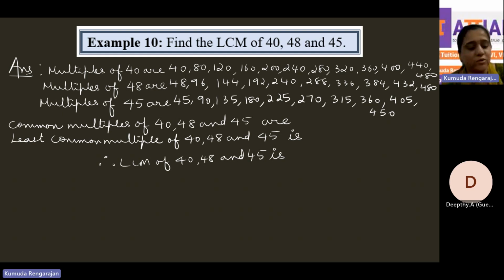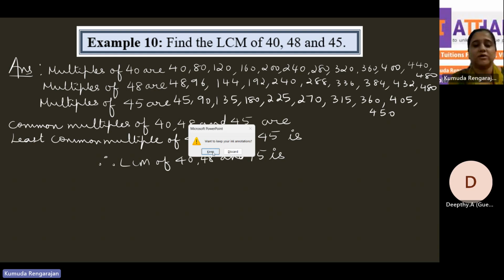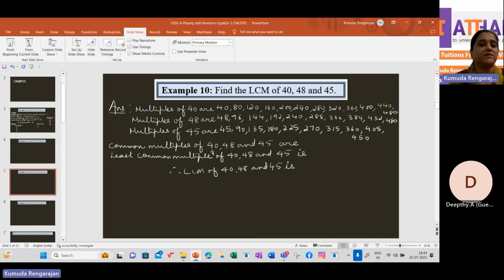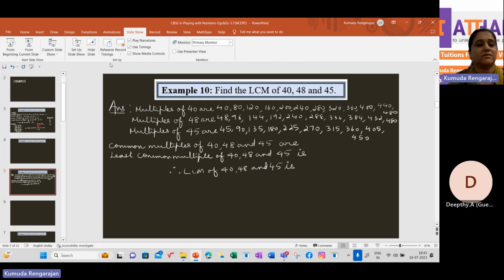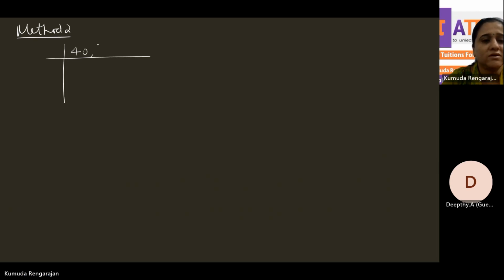So in such cases, what you can do is find the answer using the prime factorization method and use that to complete this method. Okay, so let's find the LCM of these three numbers using method 2 now. What are the three numbers? 40, 48, 45.